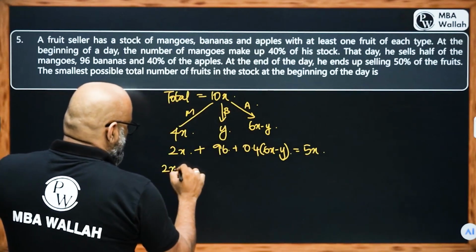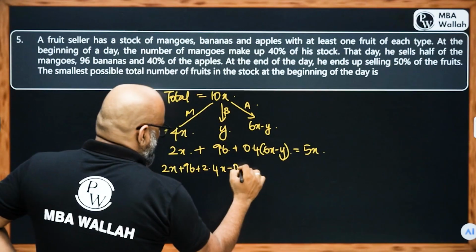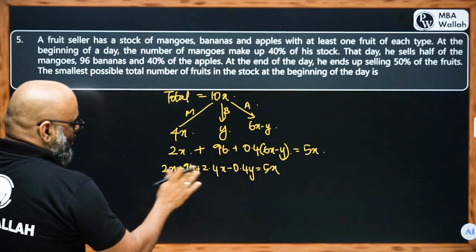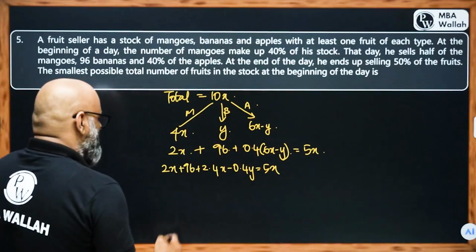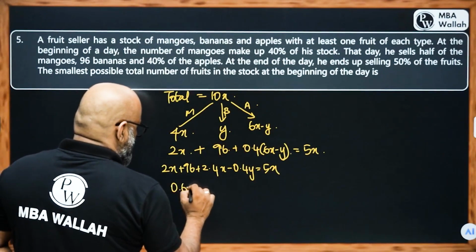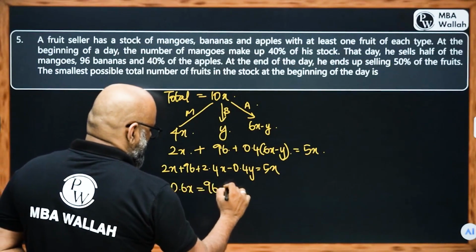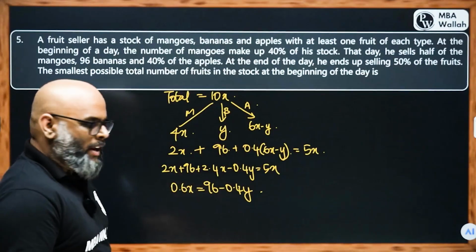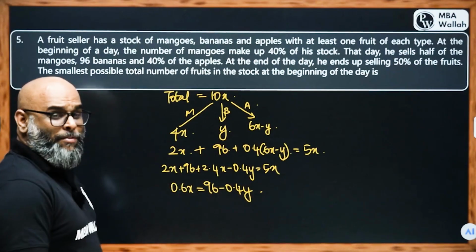We'll have 2x plus 96 plus 2.4x minus 0.4y is equal to 5x. 2 plus 2.4 is 4.4, goes over there, becomes 0.6. So 0.6x is equal to 96 minus 0.4y. I'm not bringing y here because you're looking for x. Multiply this entire equation by 5.